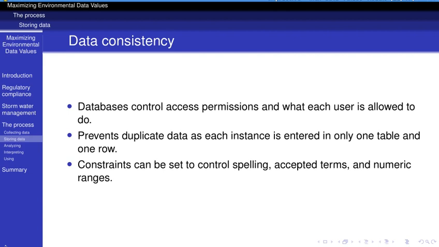Columns and tables can have constraints defined. These limit acceptable spellings and the choice of options that can be applied. For example, a monitoring table may allow only surface water, groundwater, or air for temperature measurements.